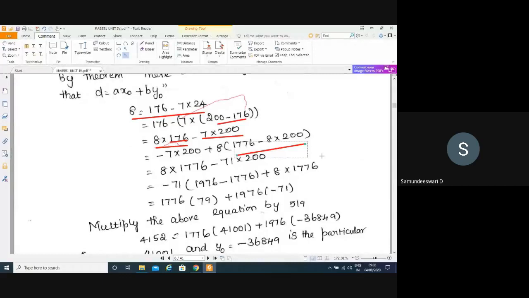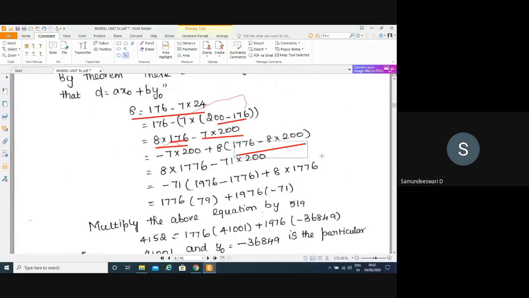1176 minus 8 into 200, right? Minus 7 into 200 and bring into first term. 8 into 176, 176 is the remainder. So again 176 is replaced by 1176 minus 8 into 200. Again multiply inside the bracket.